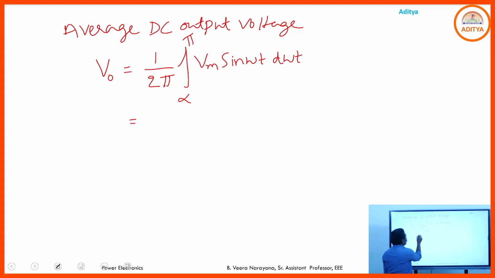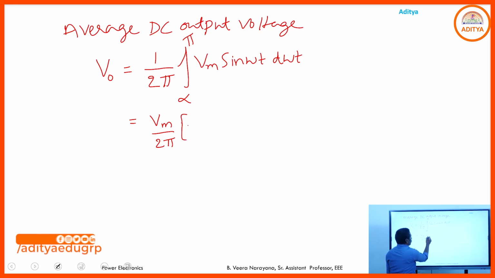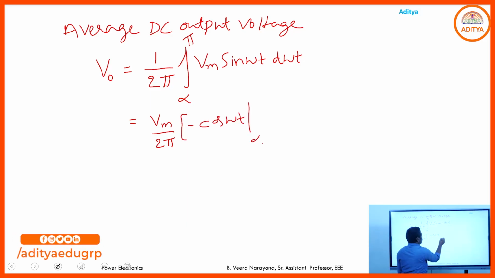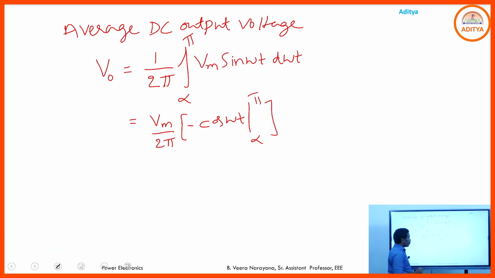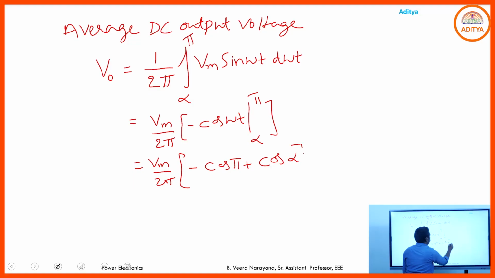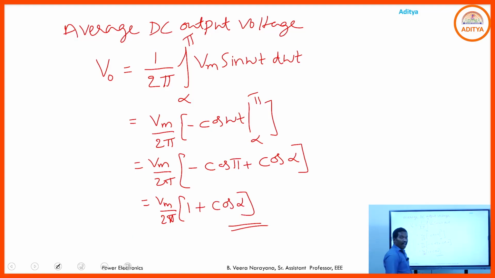So by simplifying this expression, what will you get? Take Vm common, Vm by 2 pi integral sin omega t gives minus cos omega t, and you replace the limits between alpha to pi. So what are you getting here? Vm by 2 pi, minus cos pi minus of minus plus cos alpha. So finally you are getting Vm by 2 pi into cos 180 is minus 1, minus of minus plus 1, so nothing but 1 plus cos alpha. This is the average DC output voltage of single phase half wave controlled converter with R load.